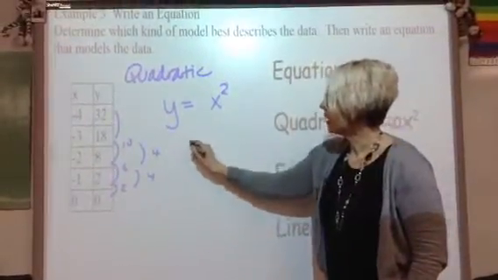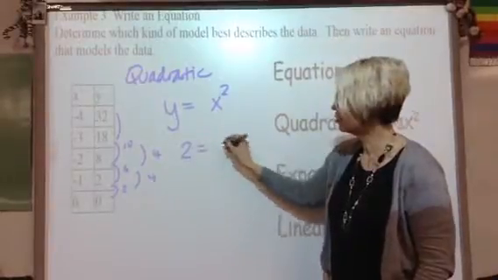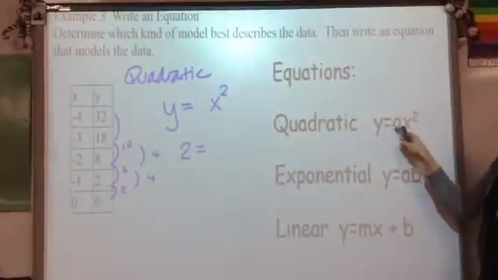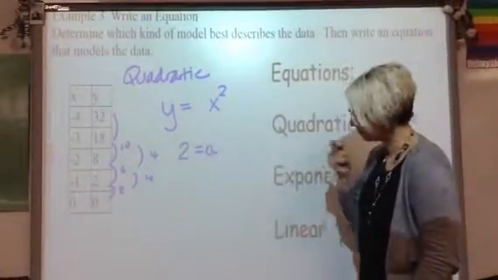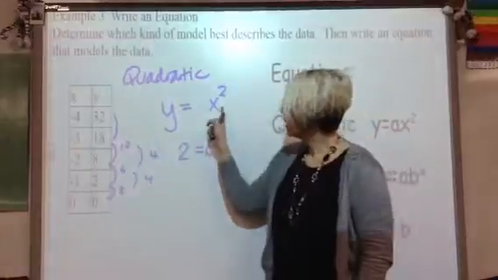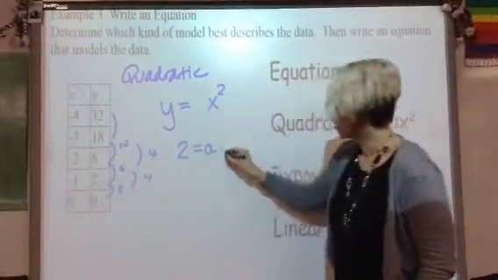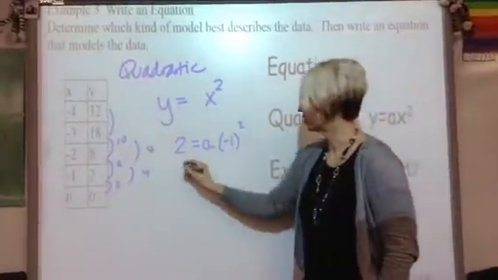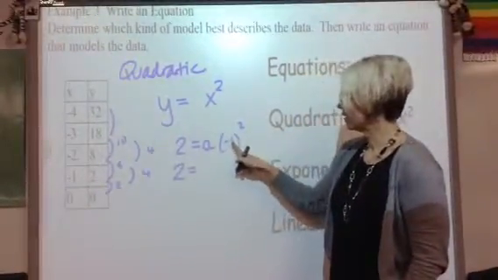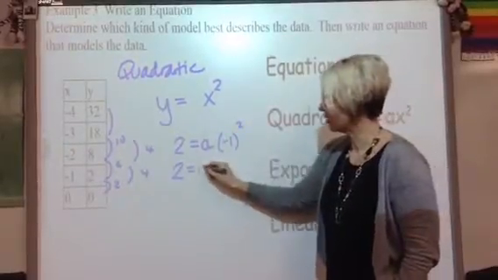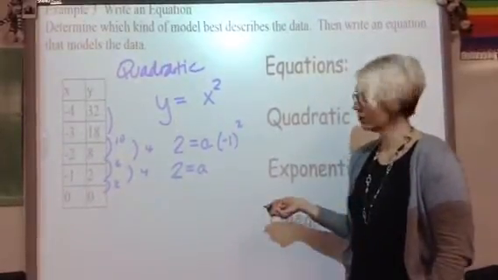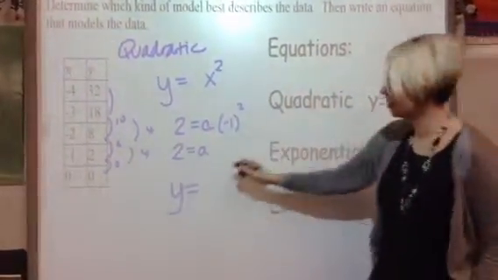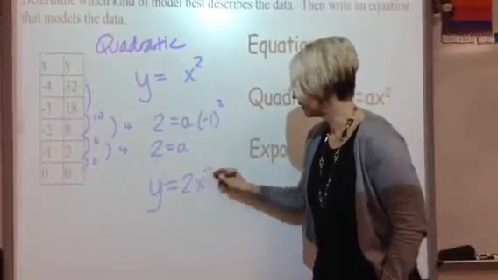So I'm going to say when 2 is y, that is equal to some value, and this is quadratic, so some value of a, so I'm going to call that a, times this value x, which is negative 1, squared. So then we just do a little bit of algebra here. So 2 is equal to negative 1 to the power of 2 is positive 1, so that's just a. So a is equal to 2. So this would be y equals, I'm going to substitute that a value in, 2, and then x squared.